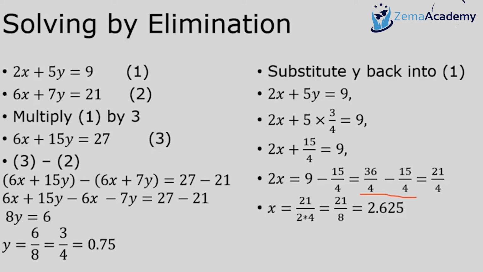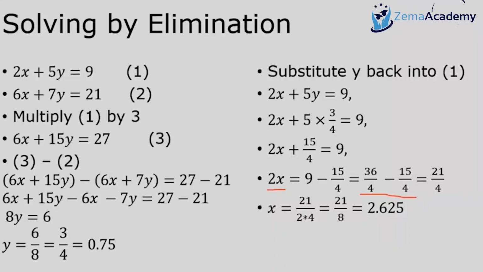But that is still only 2x. 2x equals 21 over 4. I have to divide both sides by 2 to get the value of x. So x equals 21 divided by 2 times 4, which is 21 over 8, or 2.625.